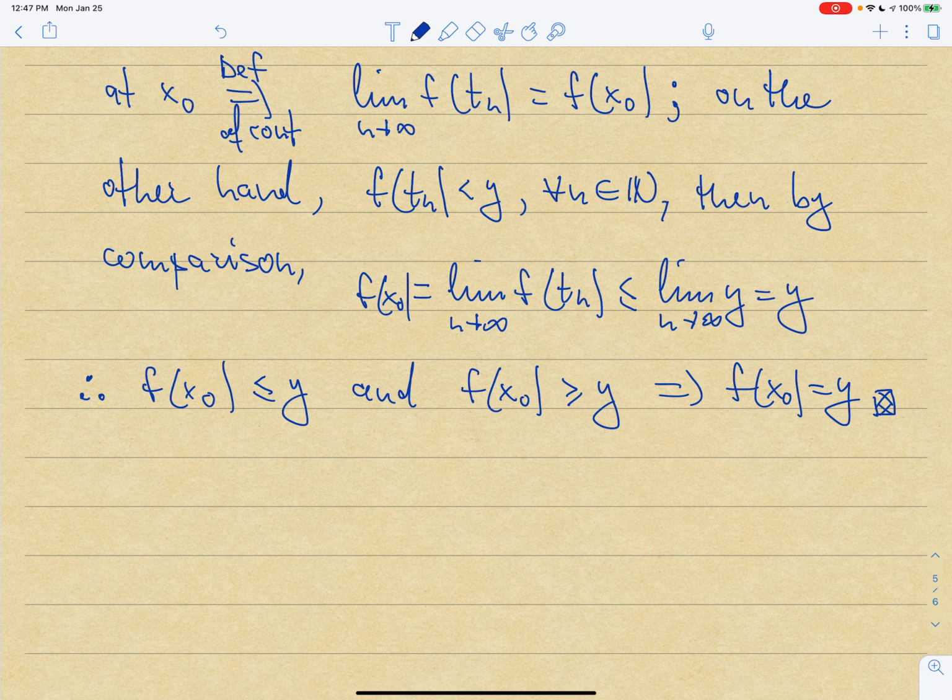Next time we will look at consequences of the intermediate value theorem and extreme value theorem.